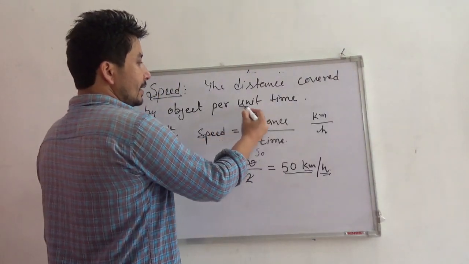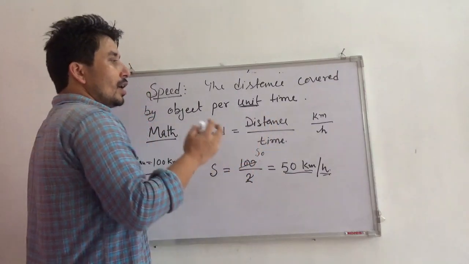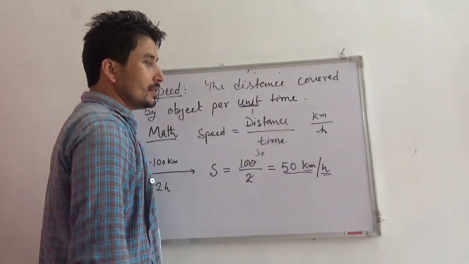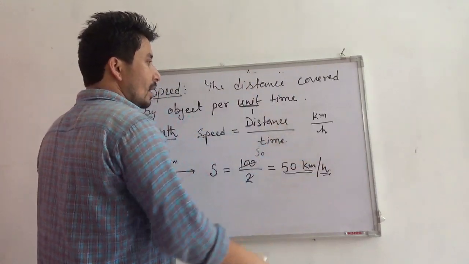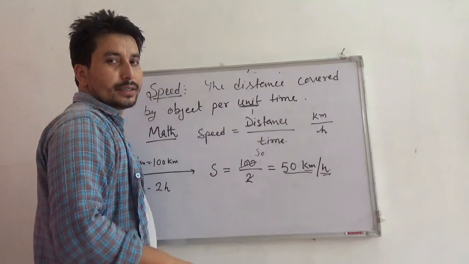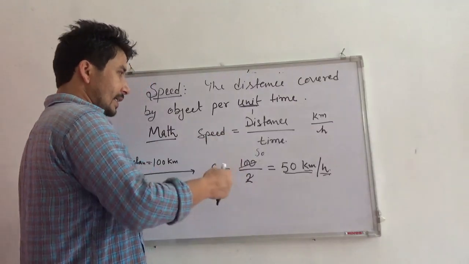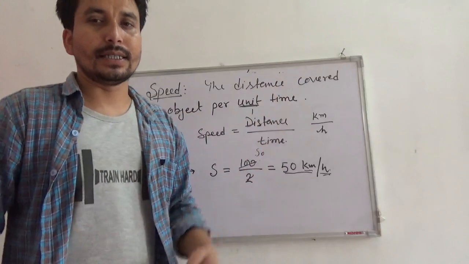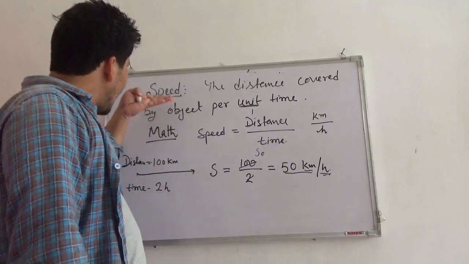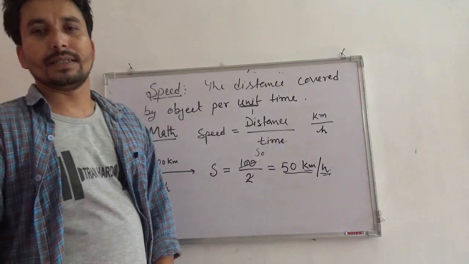Here we write the unit time. Unit time means unit means one. One means 1 second, 1 hour, 1 minute, right? कि 1 second में object ने कितना distance travel किया? 1 hour में object ने कितना distance travel किया? That is the actual meaning of speed, right?